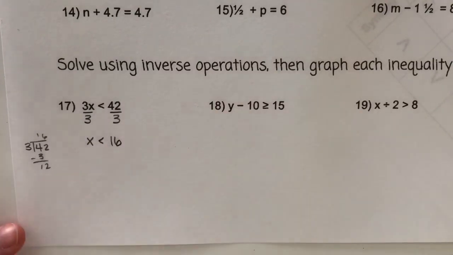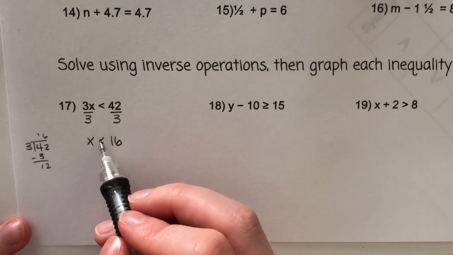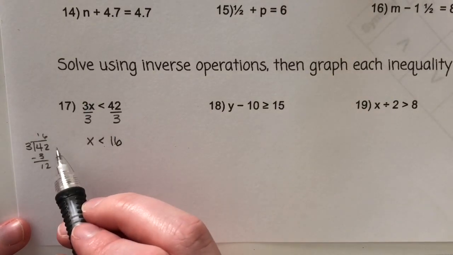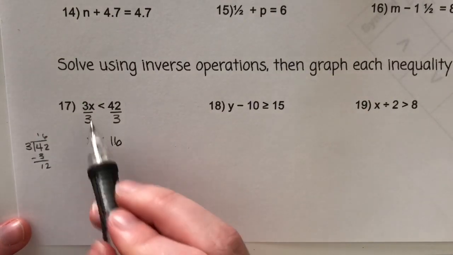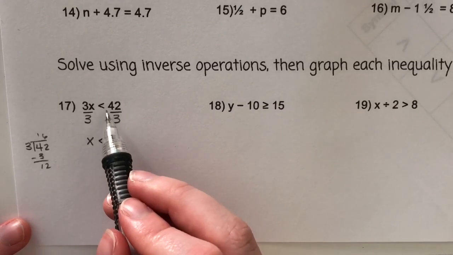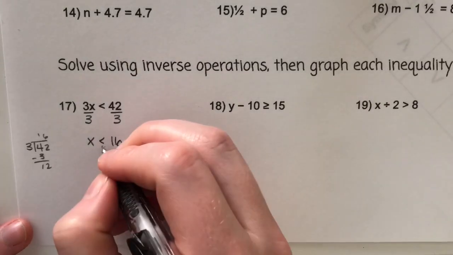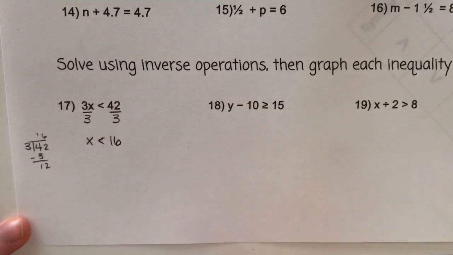It's kind of hard to tell with these inequalities. If x is less than 16, that will make this inequality true. Which makes sense to me, because if I go 3 times 16, I get 42. So as long as x is less than 16, that is going to work.